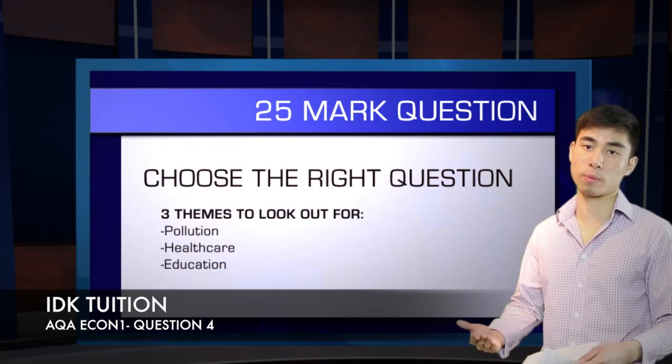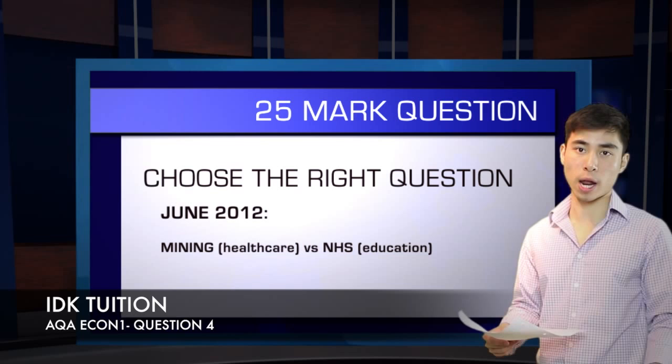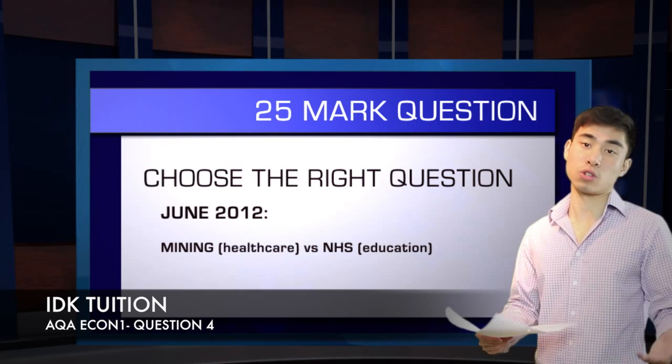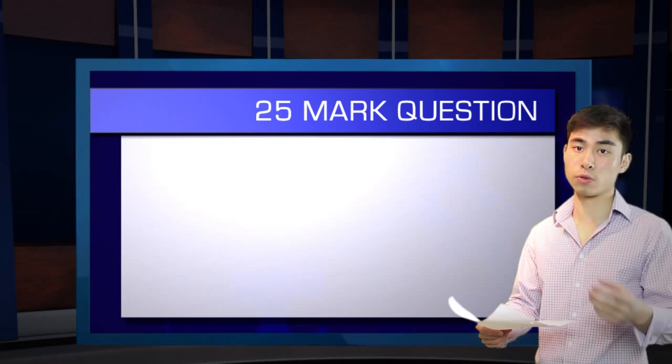And sometimes, if you take a look at June 2012 here, both context number one and context number two are quite nice in that context number one talks about the mining industry and pollution related to the mining industry, whereas context number two talks about the NHS, and that ties in with healthcare. So if your question is not as nice as that one and you're deciding between the two data questions, you're just looking out for one of those three key themes.